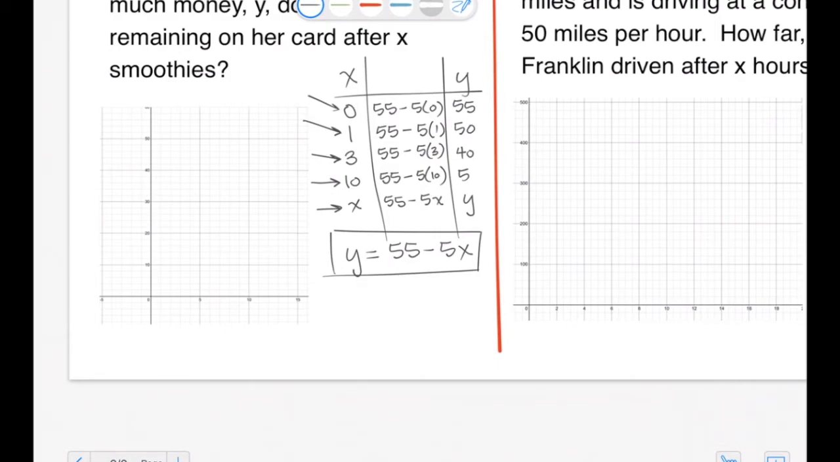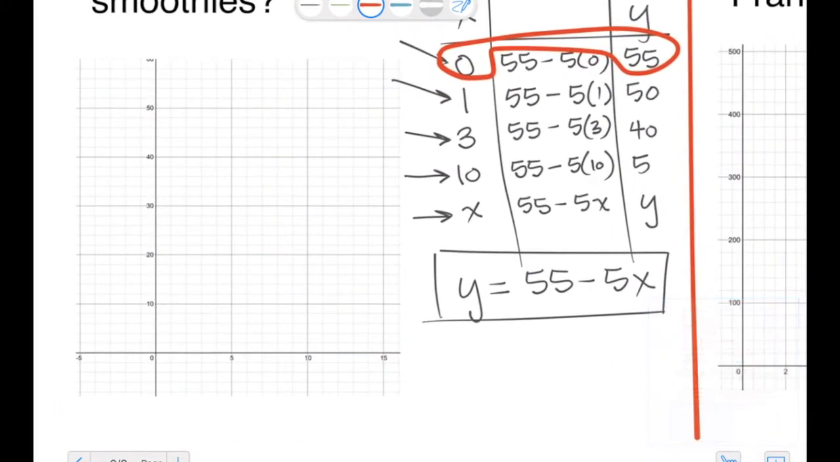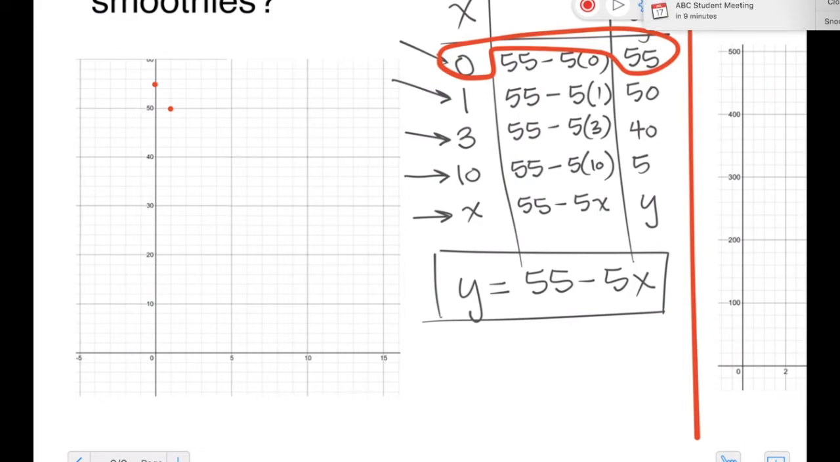The other way to look at it is let's graph it and see what it looks like. So our first ordered pair is going to be (0, 55), and then (1, 50), and then (3, 40), and so on. So if we did (0, 55), it's going to be right here. And then (1, 50) is going to be right here. And then (3, 40) would be right here. And then (10, 5) is going to be right here.